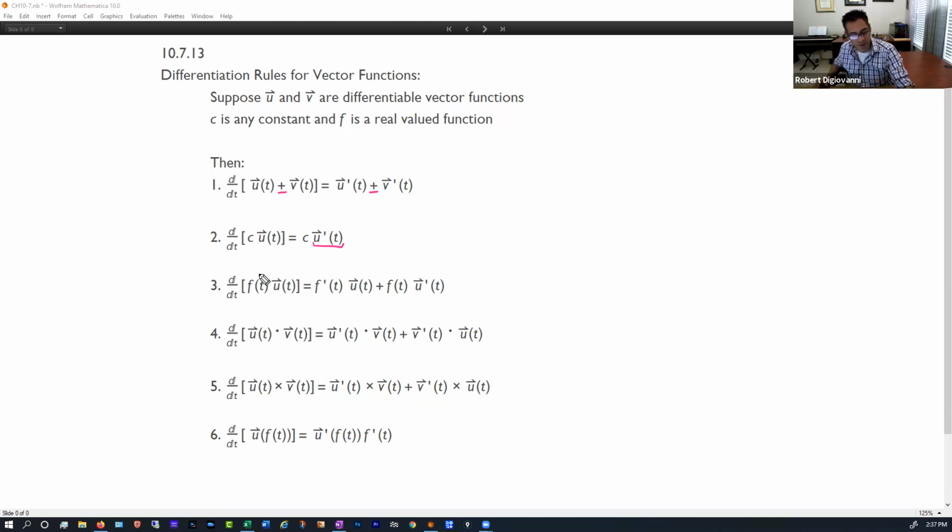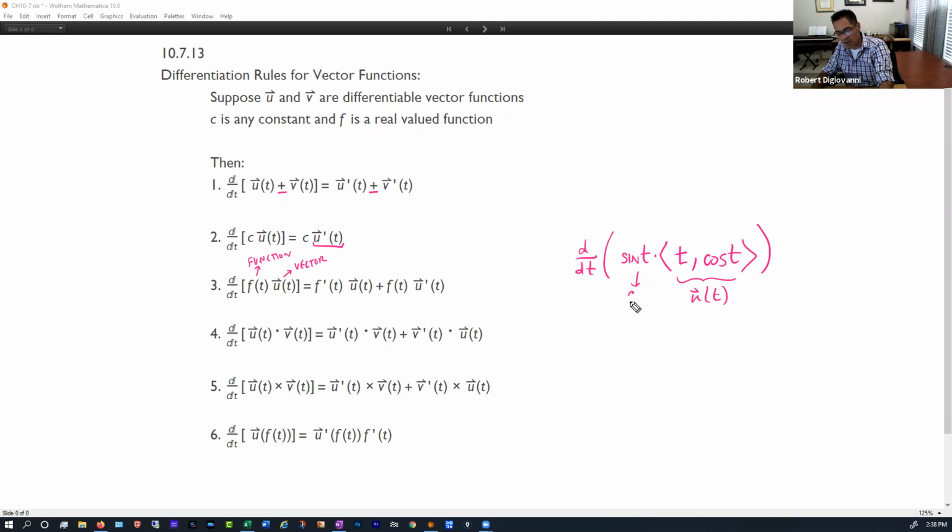This is the derivative of a function with a vector function. So let me give you an example of this. If I want to take the derivative with respect to time of sine of t times the vector function t, cosine t. So this is multiplication, right? This is sine of t times this vector function. So here's our vector function, this is our u of t. And this right here is our scalar function f of t.